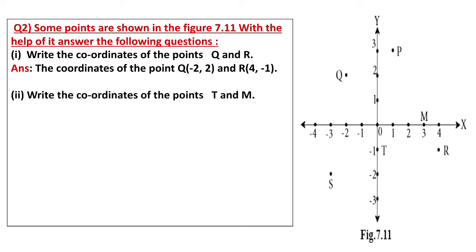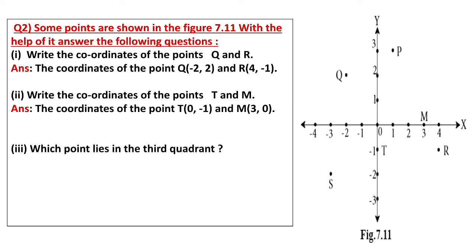The second one is given. Write the coordinates of the points T and M. Point T is given on the y-axis. It means the x coordinate will be 0 and the y coordinate is -1. Point M is given on the x-axis. It means the x coordinate is 3 and the y coordinate will be 0.